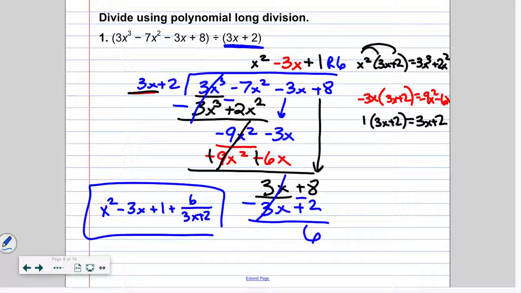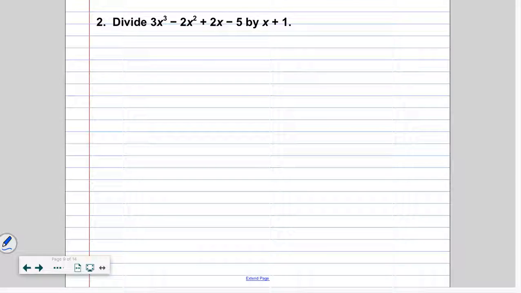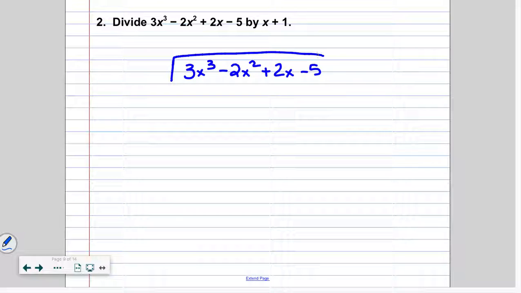All right. Here is another problem. 3x cubed minus 2x squared plus 2x minus 5 by x plus 1. Let's try long division again. You can go ahead and get started on that. I'll try to go a little slower here. Or we could even pause if you want to pause and try it on your own and then double check with me.